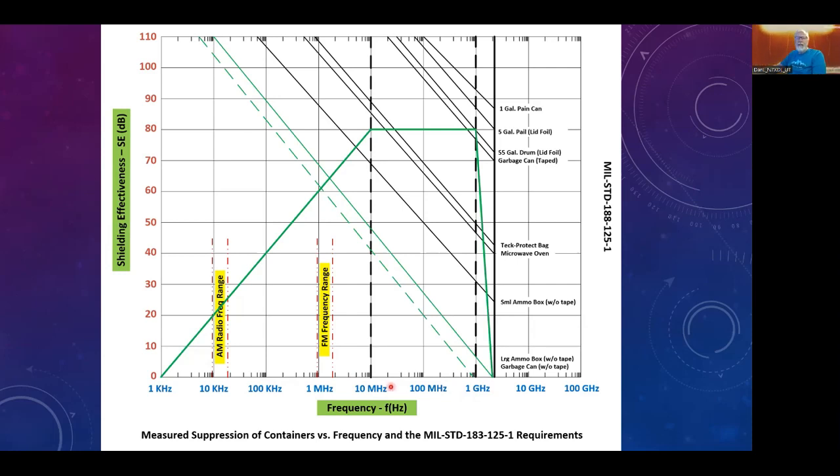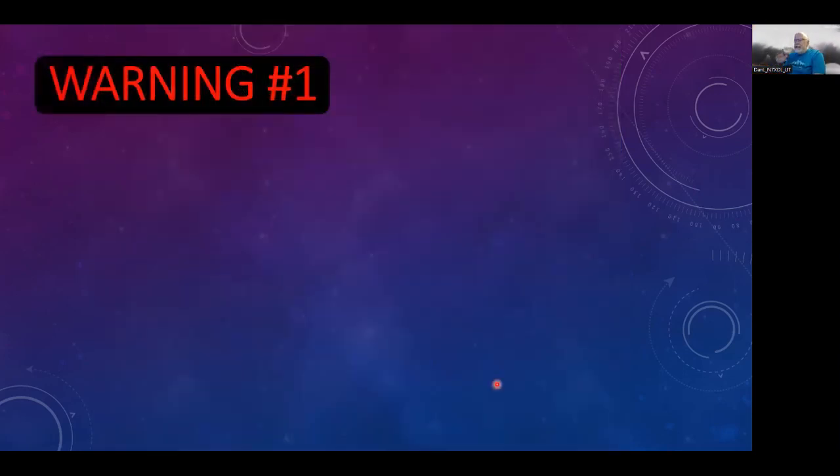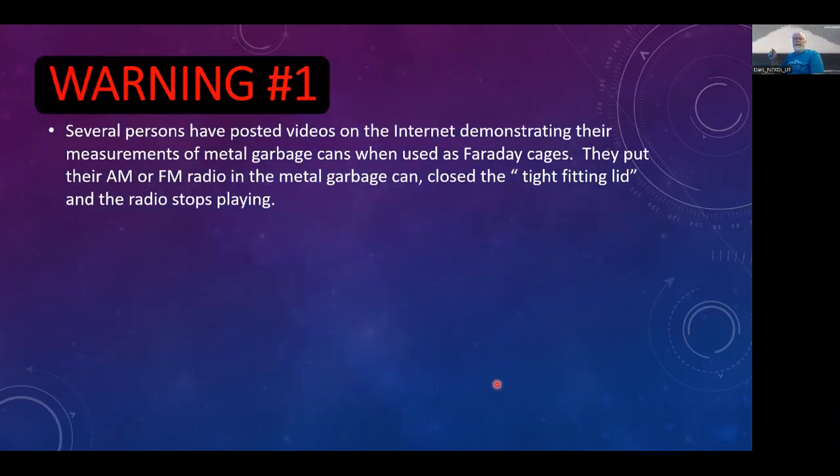The point is, a Faraday cage needs to handle the frequency range from way down here all the way up to here. This is why microwaves don't do the job. And we're going to talk about that a little bit later on. So here's a warning that I want everybody to remember.